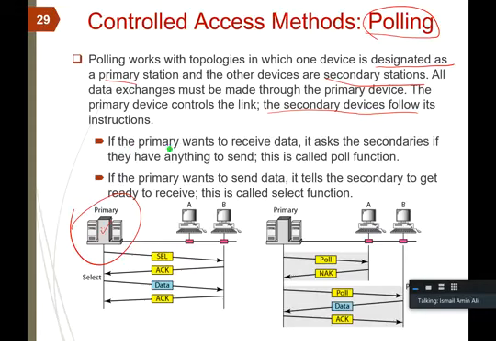So if the primary wants to receive data, it asks the secondaries if they have anything to send. This is called the poll function. If the primary wants to send data, it tells the secondary to get ready to receive. This is called the select function. So we have poll and select.